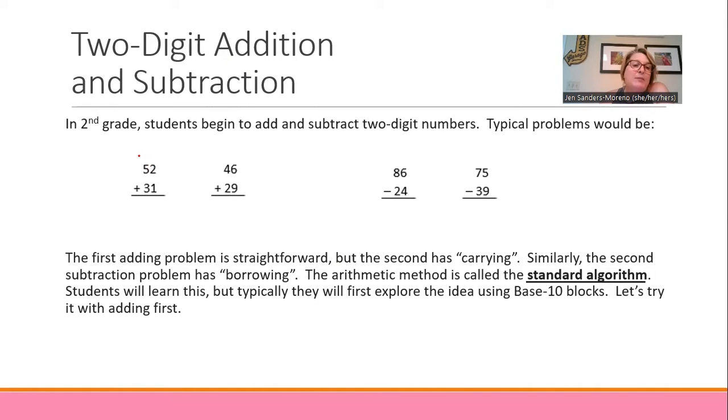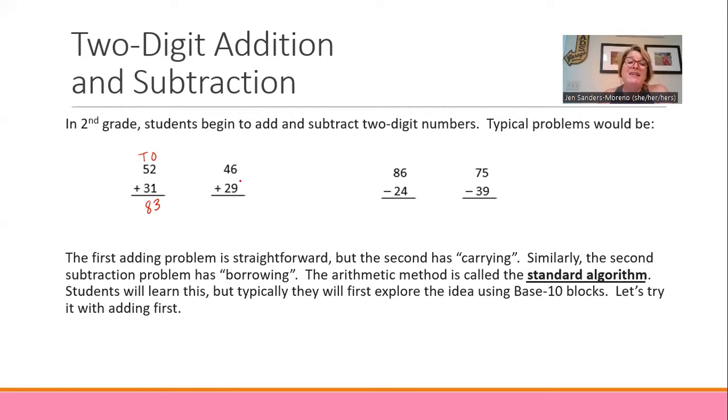For this first one, we'd want students to realize these are the tens, these are the ones, and I'm going to start with that ones column. I have 2, and I'm adding 1 more, so that's 3. And for the tens, I have 5. I'm going to add 3 more, so that's 8. So this ends up just being the number 83.